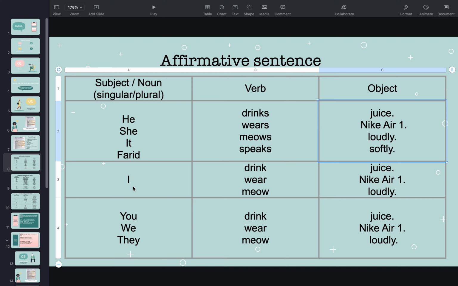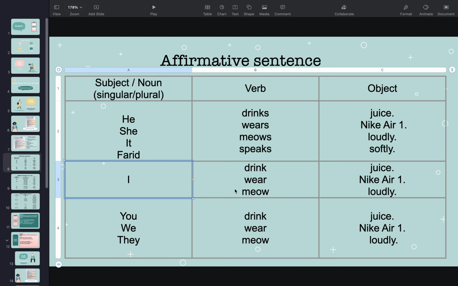Okay, teacher nak tunjuk macam mana verb yang I ni pakai. Okay, so I seorang, verb dia tak ada S. Perasan tak? Drink, wear, meow. I drink, I wear, I meow. Okay, so dia tak ada S walaupun dia seorang. Itu sahaja untuk I. Mesti faham part ni, okay?